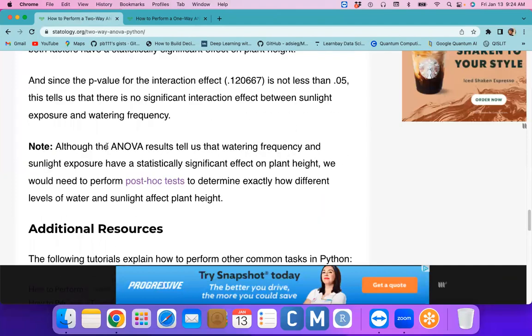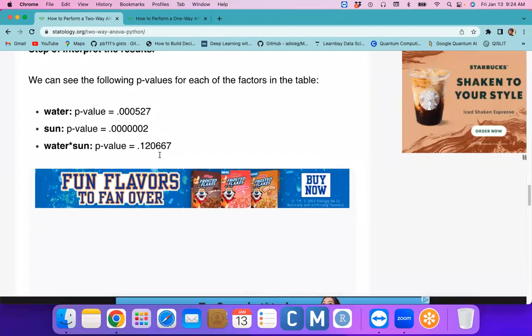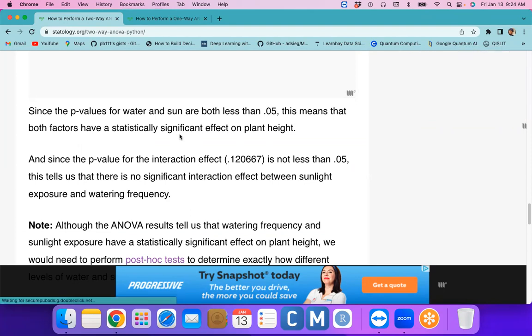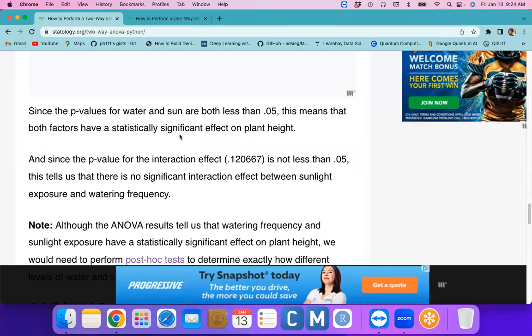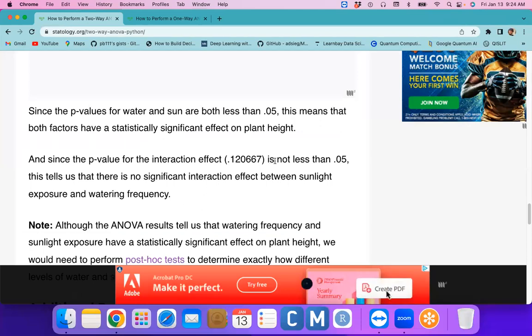Water and sun are significant, and the interaction is not significant. Since the p-values of water and sun are both less than 0.05, both factors are statistically significant. If the p-value is less than 0.05, it is statistically significant. If the p-value is more than 0.05, it is not statistically significant. Since the p-value of the interaction effect is not less than 0.05, there is no significant interaction effect of your sunlight and watering.